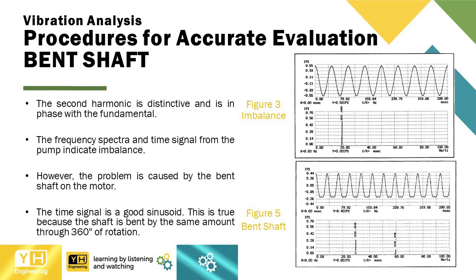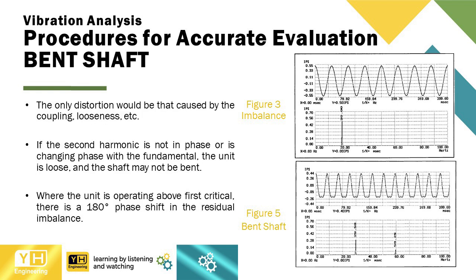The second harmonic is distinctive and is in phase with the fundamental. The frequency spectra and time signal from the pump indicate imbalance. However, the problem is caused by the bent shaft on the motor. The time signal is a good sinusoid. This is true because the shaft is bent by the same amount through 360 degrees of rotation. The only distortion would be that caused by the coupling, looseness, etc.